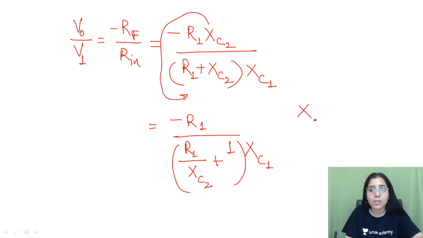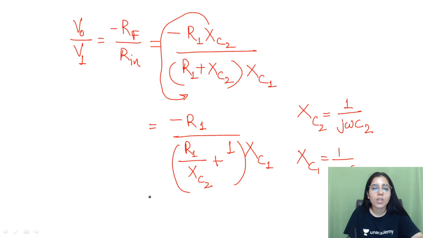Okay, the capacitance is C2. So in that case, it will be 1 upon j omega C2. And XC1 will be equal to 1 upon j omega C1. This is as per the formula of impedance of the capacitor given to us.